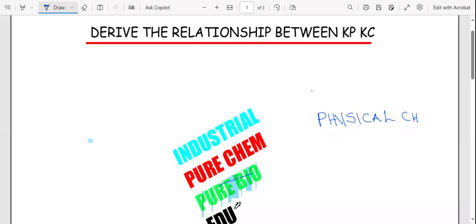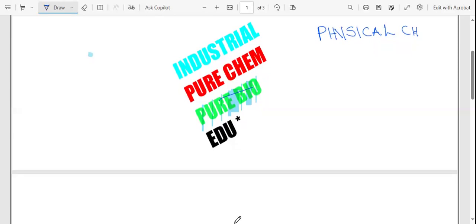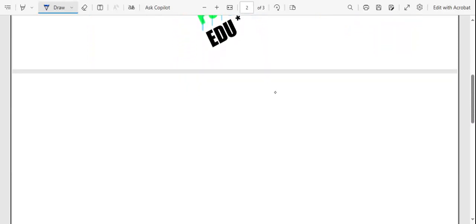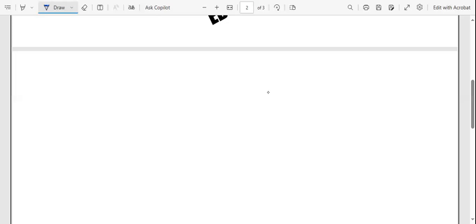So given a reaction at equilibrium, suppose we have A reacting with B, giving us an equilibrium reaction to give C product plus D product. There are always the coefficients that balance the reaction. So we put a in front of A, b in front of B, c in front of C, and d in front of D as well.